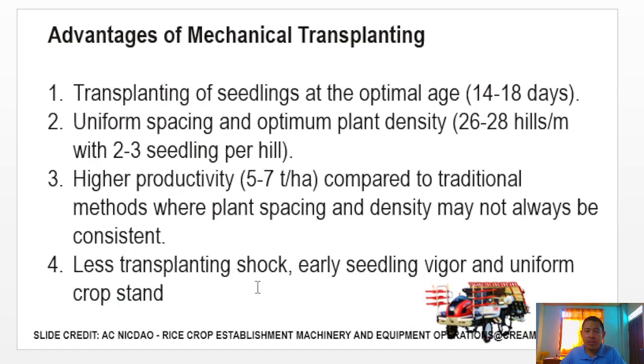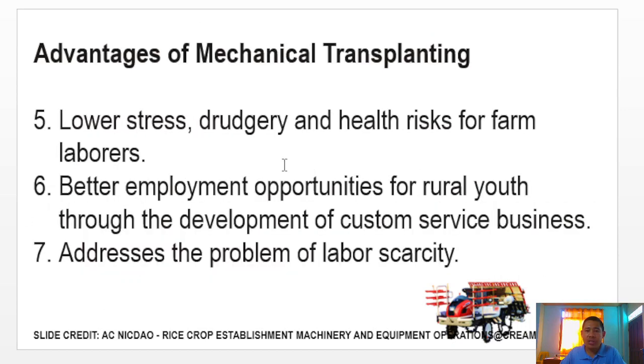Less transplanting shock, early seedling vigor, and uniform crop stand. Lower stress, drudgery, and health risks for farm laborers. Only few laborers are needed in performing mechanical transplanting. Better employment opportunities for rural youth through the development of custom services business. Addresses the problem of labor scarcity, especially today that people tend to migrate to the urbanized areas in the cities in Manila and in the other big cities here in our country.